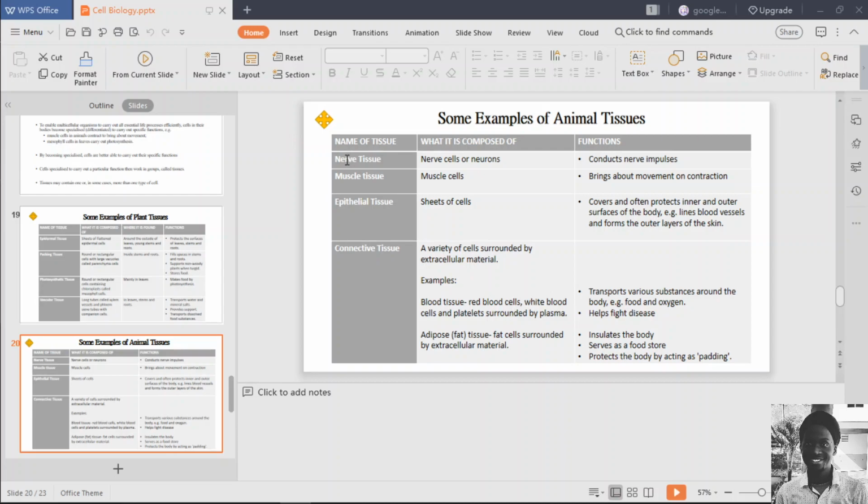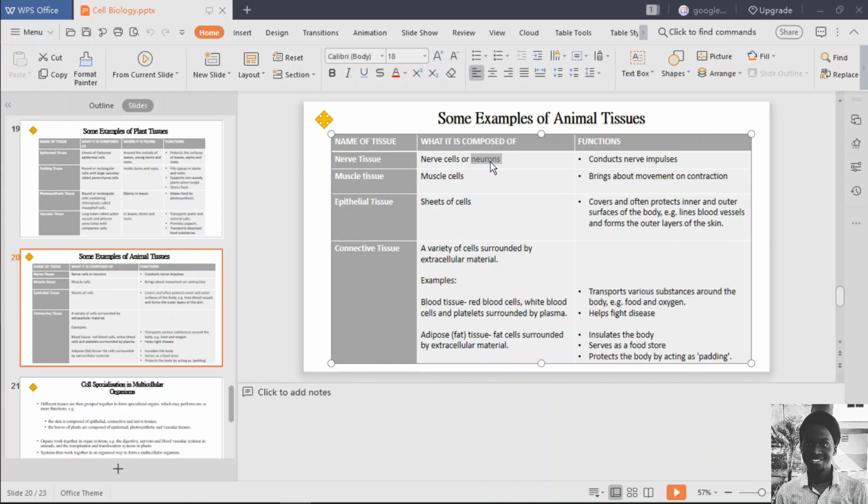We have nerve tissue, muscle tissue, epithelial tissue, and connective tissue. Nerve tissue is composed of nerve cells, or neurons, and these neurons conduct nerve impulses. We also have muscle cells that form muscle tissue, and they bring about movement and contraction. When the muscle cells contract, they cause a joint to move.